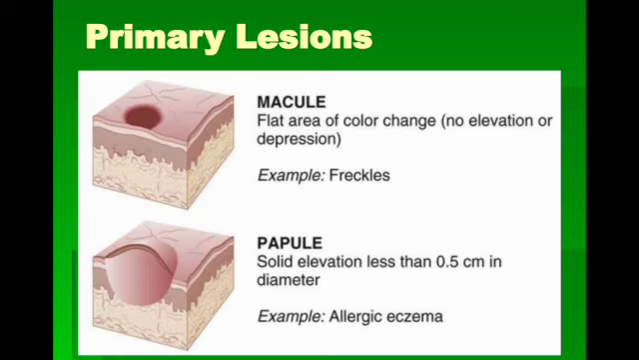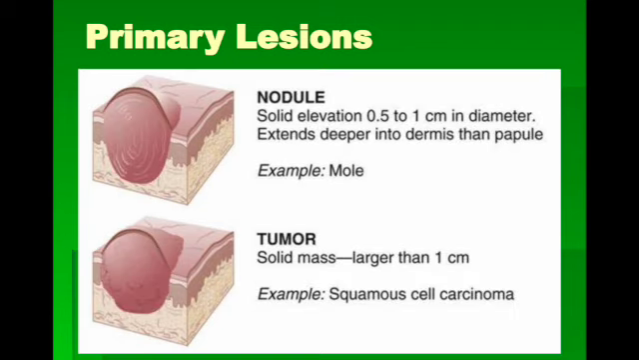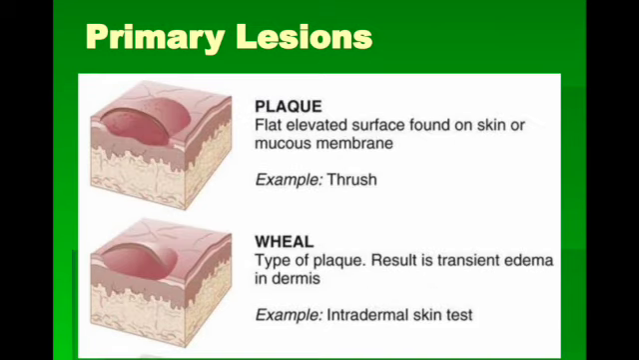This is the difference between a macule and a papule. So a macule is a flat area where there's this color change, and an example is like a freckle. A papule is a small raised solid lesion, usually less than a half, or some will say up to a centimeter, which you might see in an allergic eczema. Nodules tend to be slightly larger and extend deeper into the dermis, like a mole. Tumors are larger solid masses, like you might see in a squamous cell carcinoma. Plaques are elevated, raised surfaces that are broader than a centimeter, and you might see that with things like thrush.